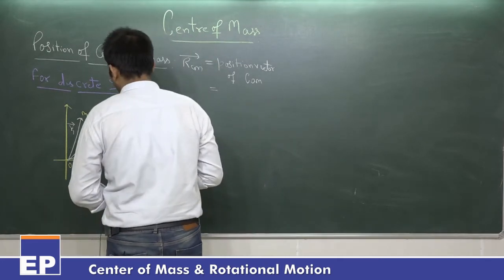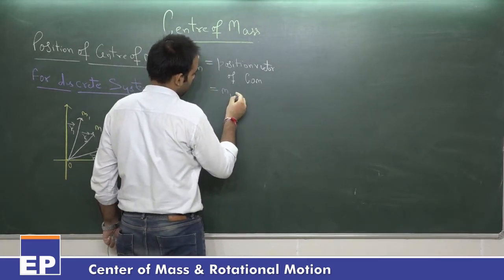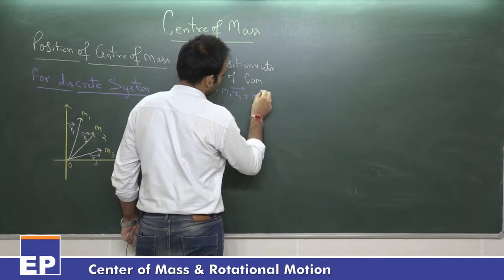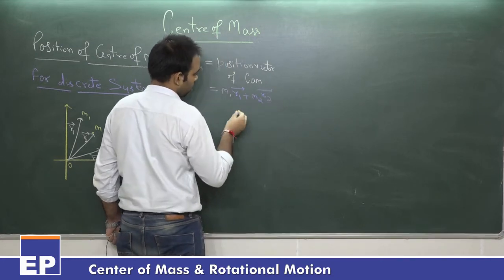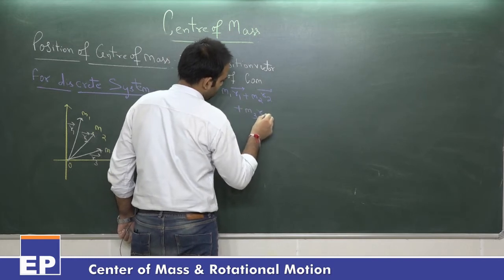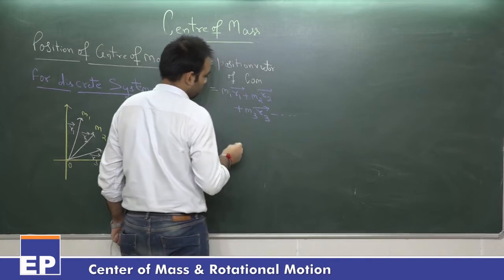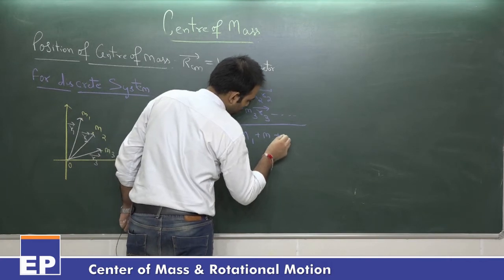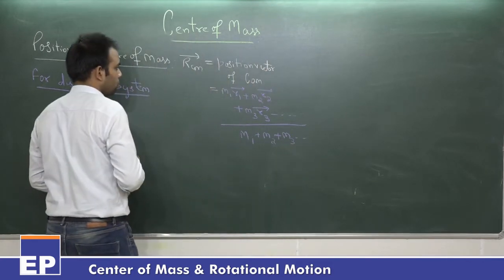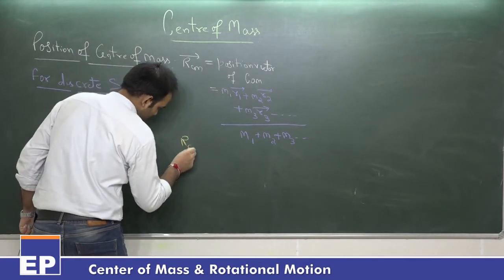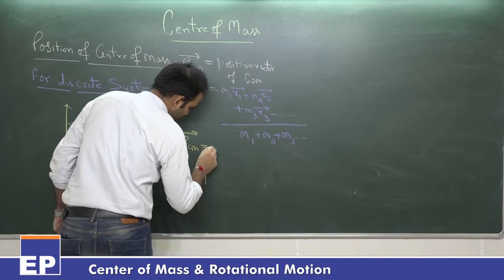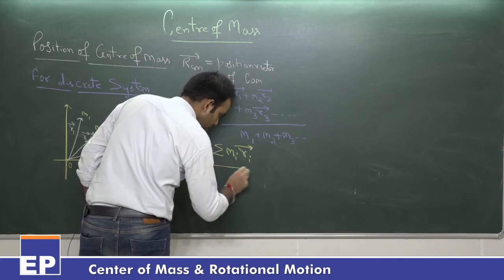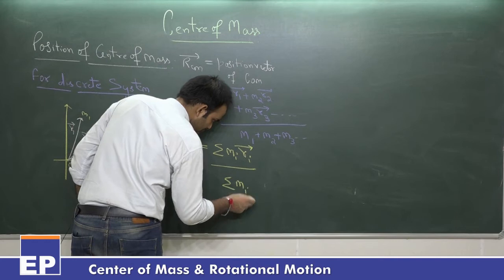We can say this is M1 into R1 plus M2 into R2 plus M3 into R3 divided by M1 plus M2 plus M3 and so on. मतलब RCM vector is summation of Mi Ri by summation of Mi.